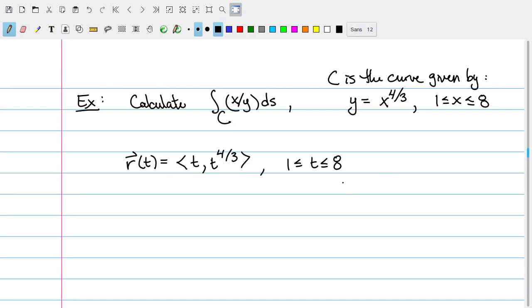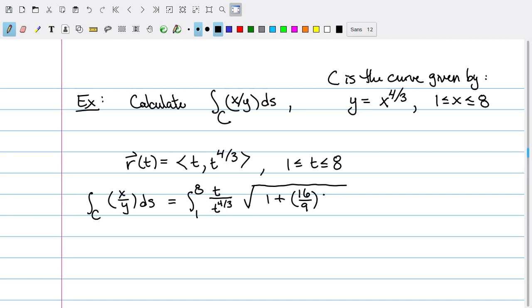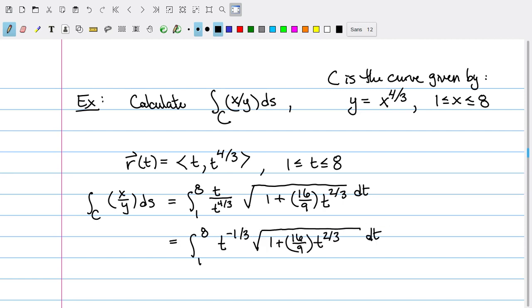given by this equation. Then the line integral that we want to do becomes the integral from 1 to 8 of x over y, which is going to be t divided by t to the 4/3, times the square root of x prime squared, which is just 1, plus y prime squared, which is going to be 16/9 times t to the 2/3 power. This is equal to the integral from 1 to 8 of t to the minus 1/3 times the square root of 1 plus 16/9 t to the 2/3 power dt.